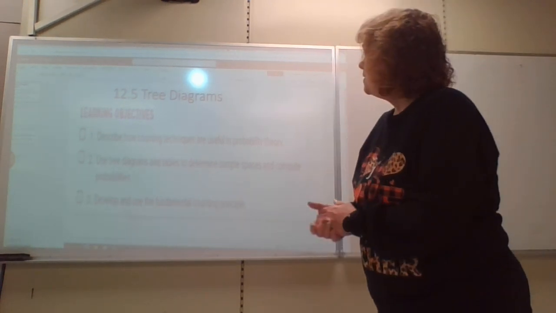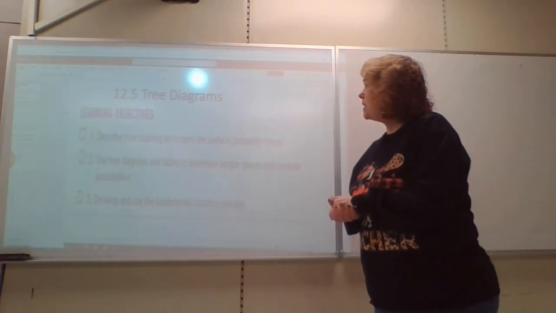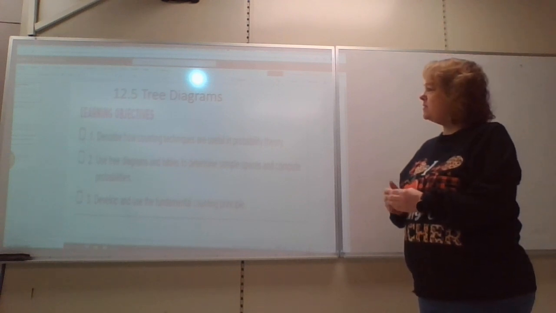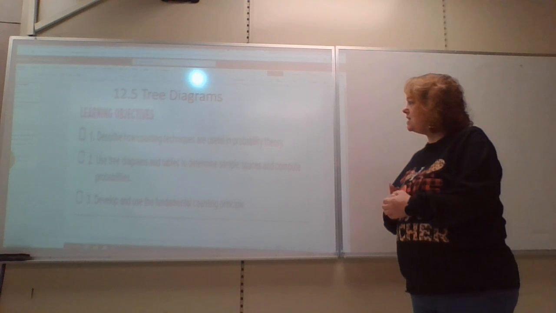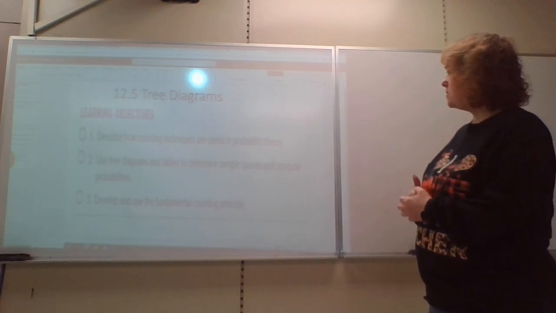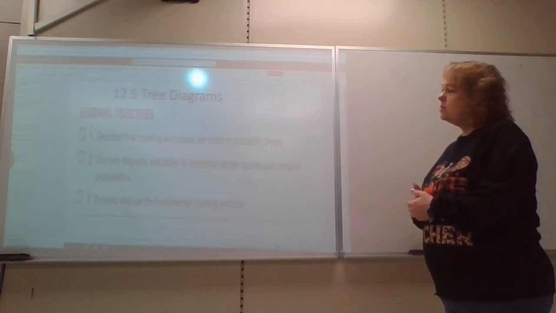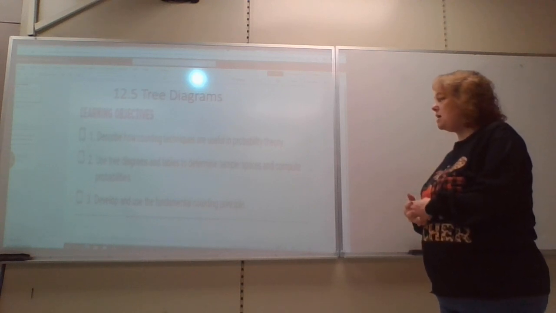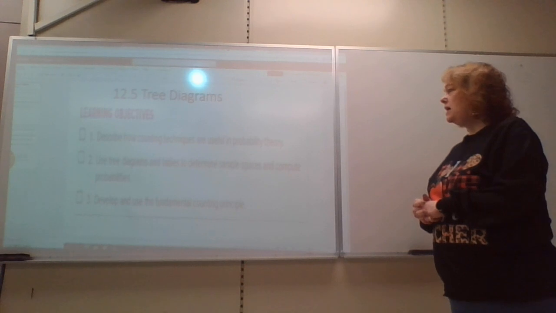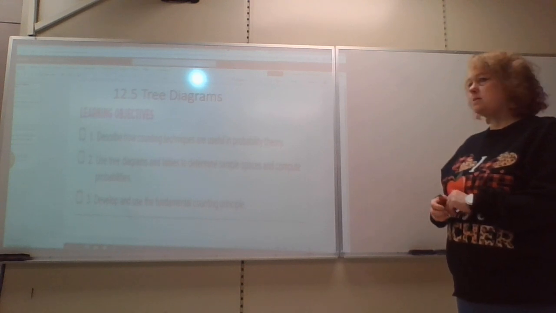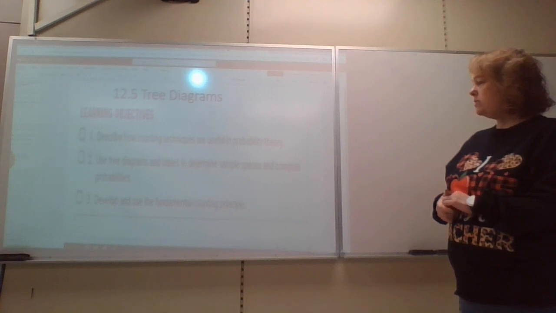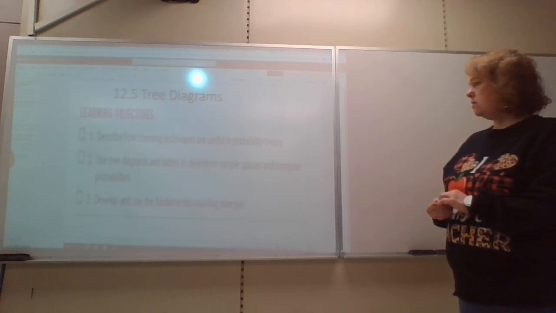Okay, here we go. So today I'm going to talk about 12.5 tree diagrams. The objective is we're going to learn about the counting techniques that are useful in probability theory. Next we're going to begin learning about how to use a tree diagram and tables to determine the sample space and complete probabilities, and develop the use of the fundamental counting principle.